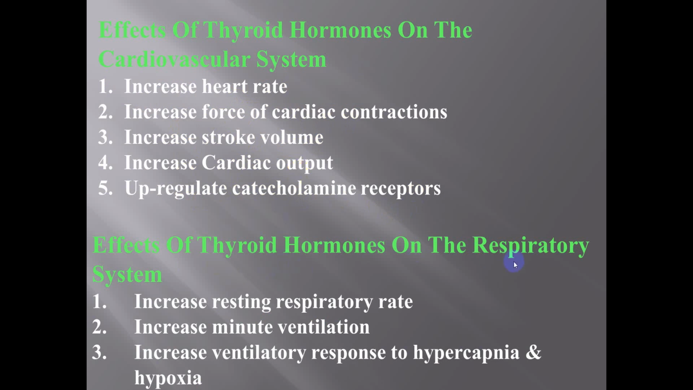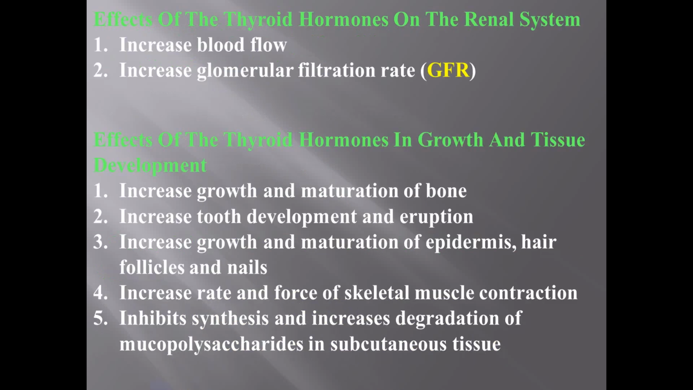Effects of thyroid hormones on respiratory system أيضا hyperactivity of this system, increase resting respiratory rate, increase ventilation, increase ventilatory response to hypercapnia اللي هو increase level of carbon dioxide and hypoxia decrease of oxygen. بالنتيجة راح يصير عندي increasing of ventilation. إذن نسوي activity للكارديو وللـ respiratory system. On renal أيضا increase blood flow and increase filtration of glomerulus بالتالي راح يزداد GFR.